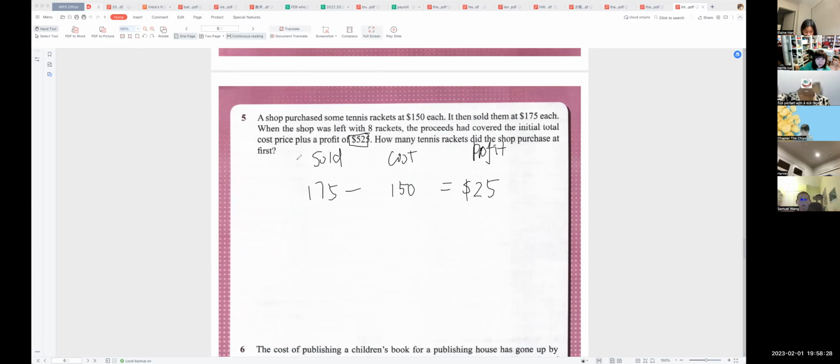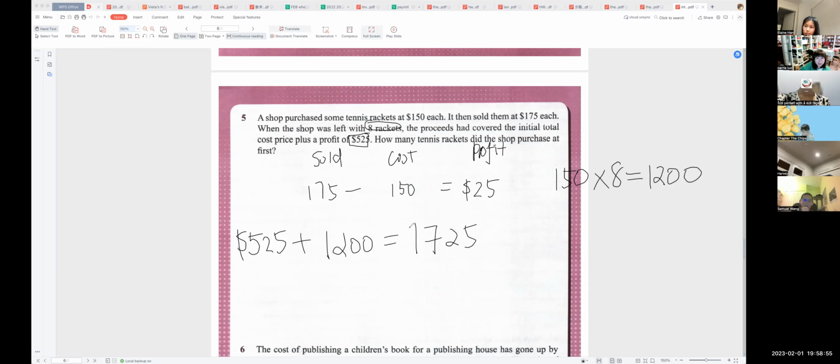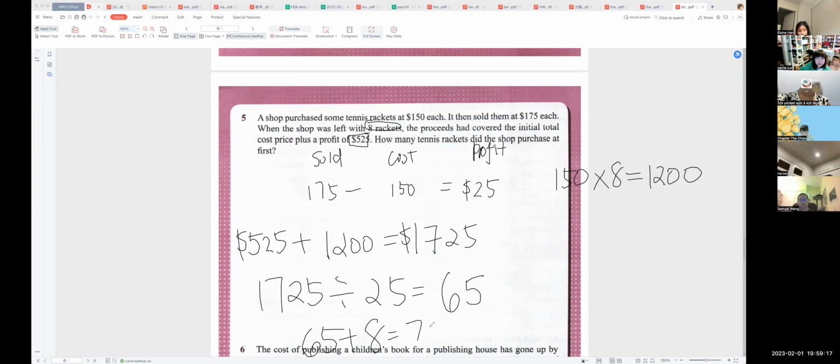好了，说明啊，如果全部卖掉了，这个525是肯定不止，对不对？因为有8个 rackets eat up the profit. So the cost of these 8 rackets is what? Equals 1,200. So the true profit should be what? 1,725. Correct? And how many rackets have been sold? 1,725 divided by 25 equals 69. So that means 69 rackets have been sold. And how many rackets are there in total? 65 plus 8 equals 73. Get it, everybody? I'm going to stop here, okay? Let you think about it.